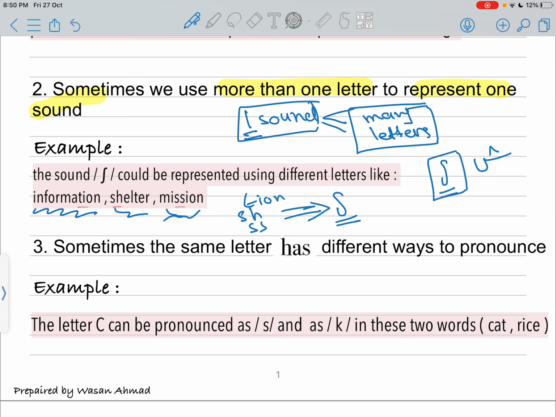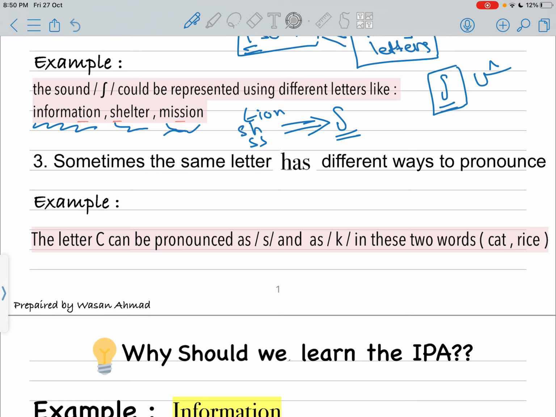And this is the second problem. We have one sound, and we can represent this one sound by using many letters. And the third problem is that sometimes the same letter has different ways to pronounce. So I have, for example, this one letter, and I can pronounce it in many ways.